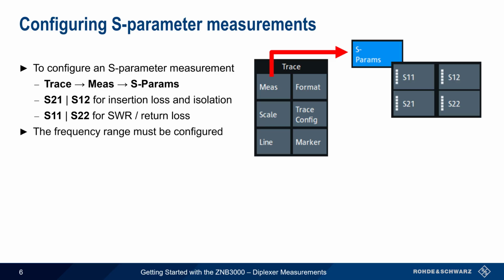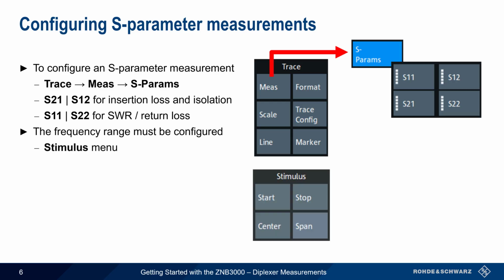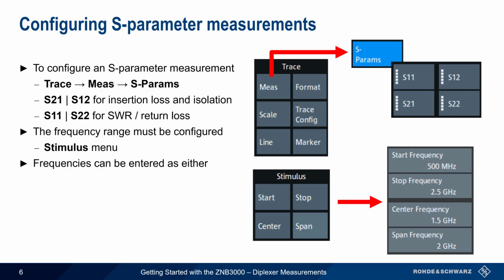We also need to configure the frequency range for these measurements. This can be done under the Stimulus menu. Frequencies on the ZNB3000 can be entered in two ways, either as start and stop frequencies, or as a center frequency and span. Note that the start and stop frequencies of 500 MHz and 2.5 GHz are the same as a center frequency of 1.5 GHz and a span of 2 GHz.